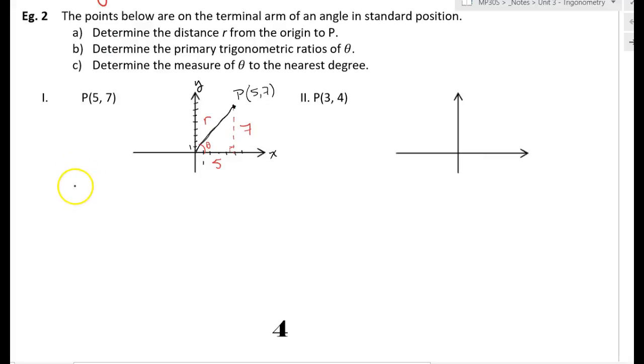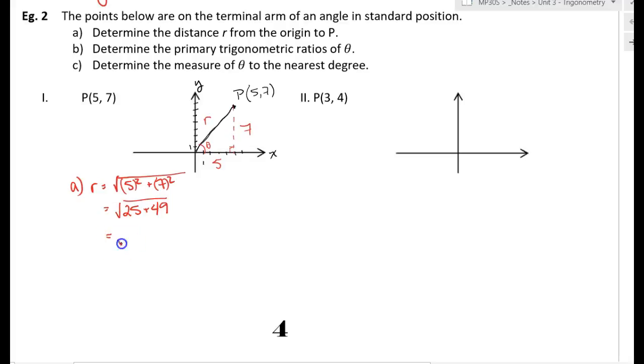So part A is just determine the distance. So I'm using that equation from part A in the previous example. So r equals the square root of 5 squared plus 7 squared. And again, you can put brackets around these, but because there's no negatives in this particular case, it's not necessary. As we move forward into the next lesson, brackets would definitely be a good idea. So we've got the square root of 25 plus 49. Again, you're welcome to skip steps, but I'm going to show all of them for this first one.